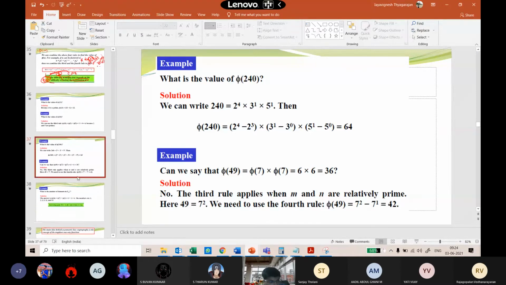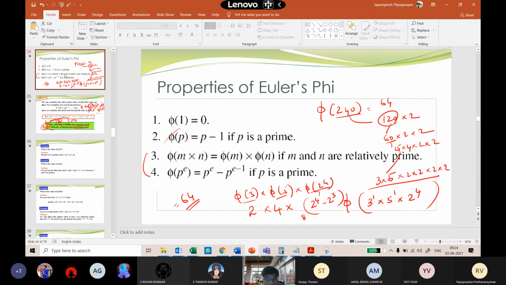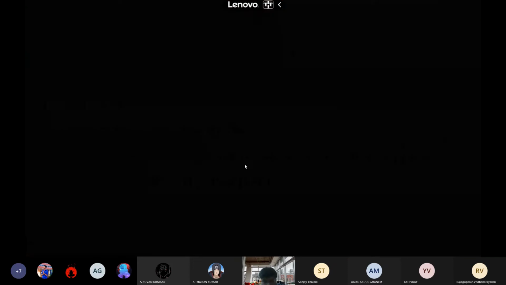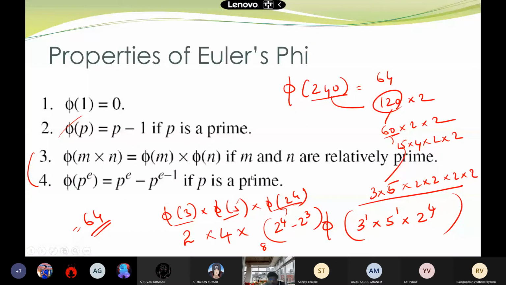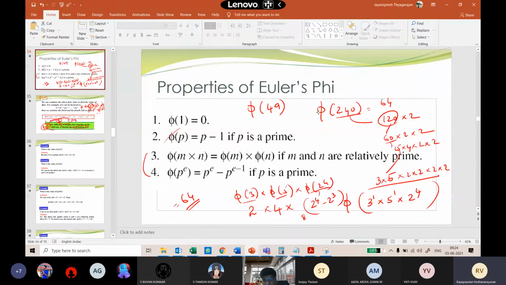So I'm going to give you two more problems. They have to be carefully dealt with because there are some rules, such as these should be relatively prime. What is phi of 49? Anyone? 7 square minus 7. Okay, good.